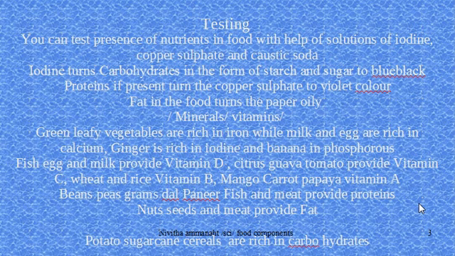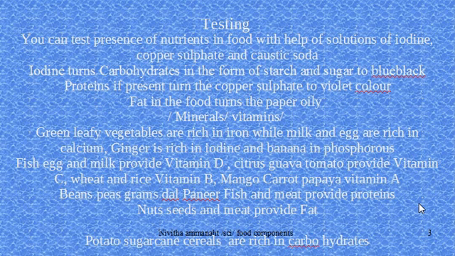You can test the presence of nutrients in the food with the help of solutions. For example, iodine or copper sulfate or caustic soda. These are chemicals. So iodine turns carbohydrate in the form of starch and sugar into blue-black. So if iodine is present, carbohydrate is present, starch is present, then iodine turns into blue-black.